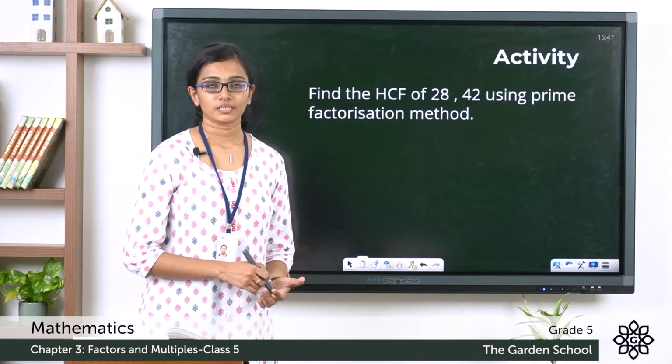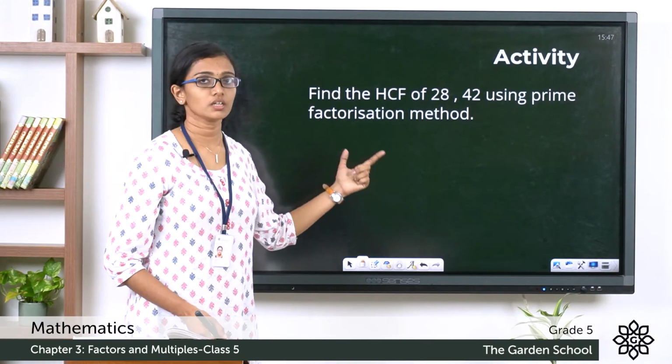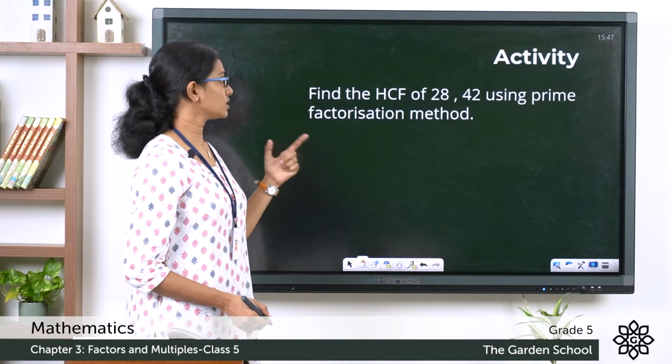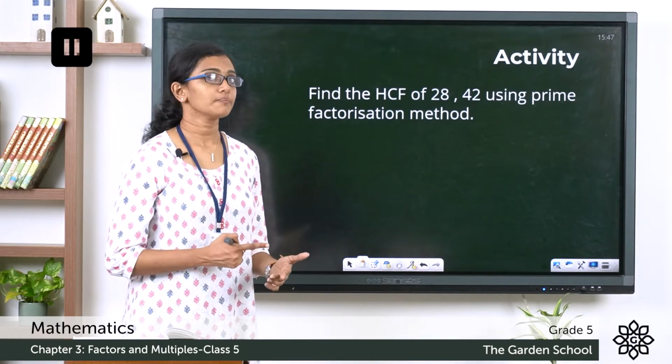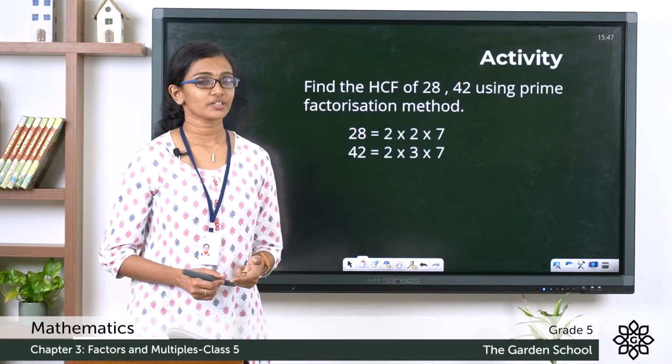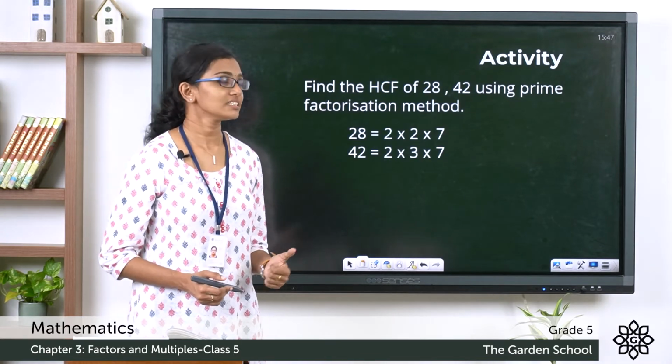Now we'll do one activity. You have to note down this question in your notebook. Find the HCF of 28 and 42 using prime factorization method. You can pause the video, finish the exercise and come back. I hope you have finished doing that activity. Now let's discuss the answer.